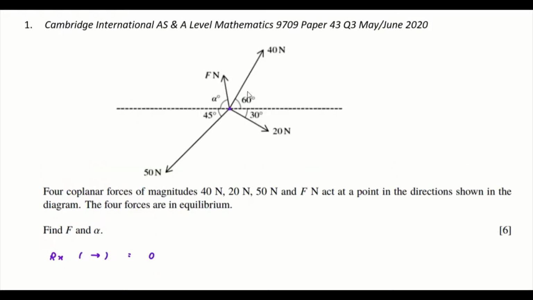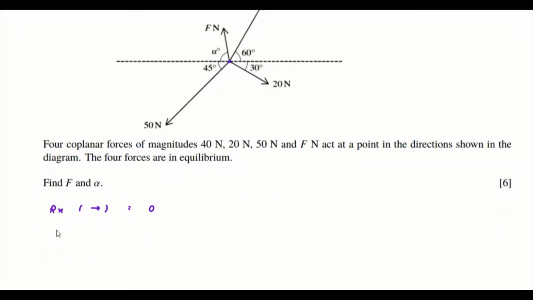So now let's try to resolve it. We have the first one, 40, then 60. So 40 cos 60 plus 20 cos 30. And the other side we have this F cos alpha, so this is what we want to find. Then after that, minus another one, which is 50 cos 45.